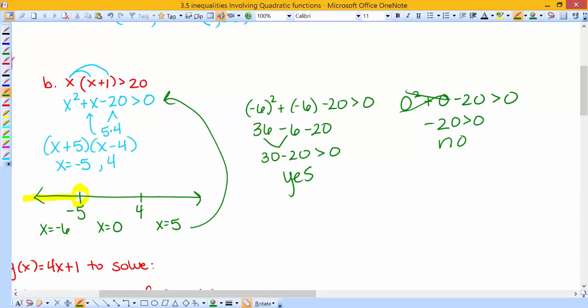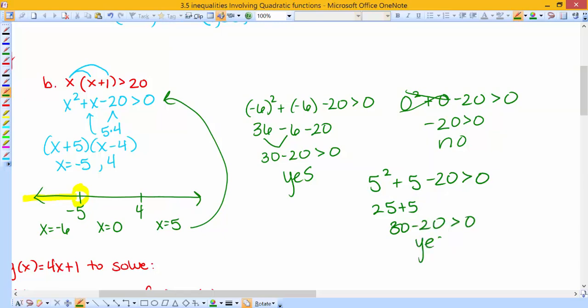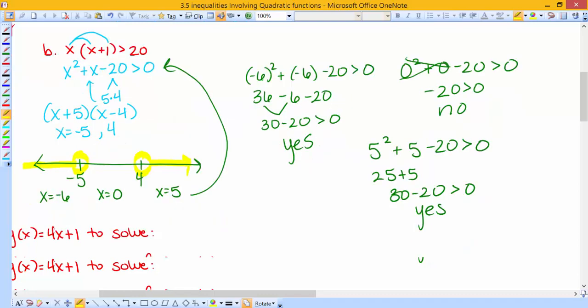Now I'm going to plug in 5. 5 squared plus 5 minus 20, greater than 0. 25 plus 5 is 30, minus 20 is greater than 0. It gives me 10. So I come over here, it's an open circle, and that part was true.